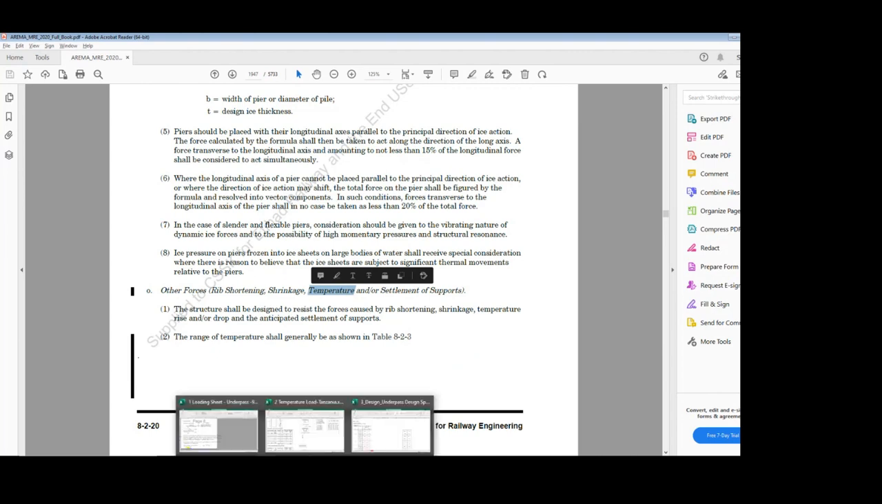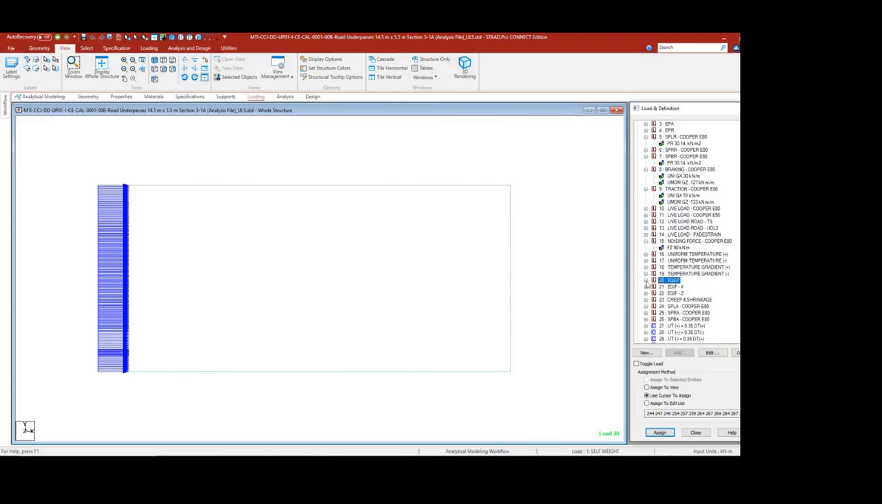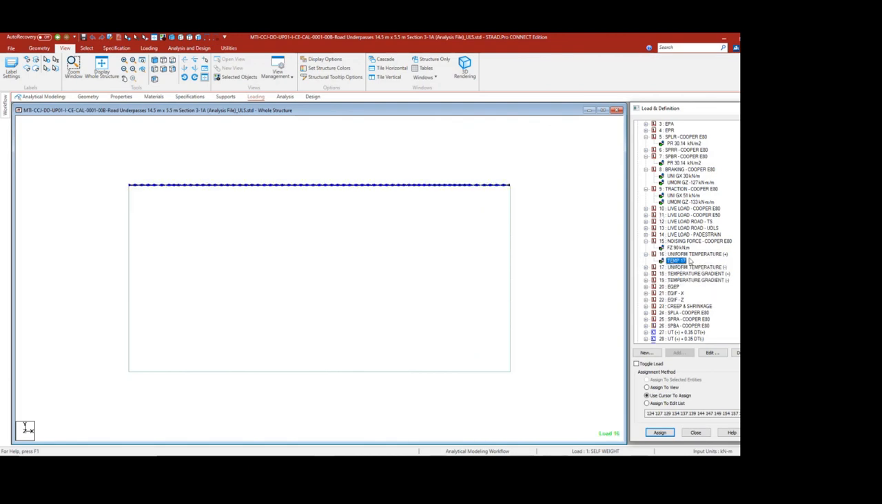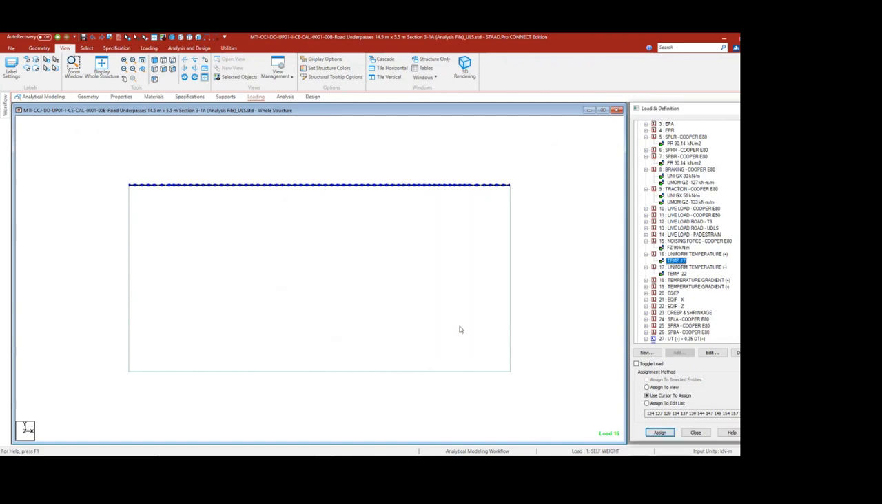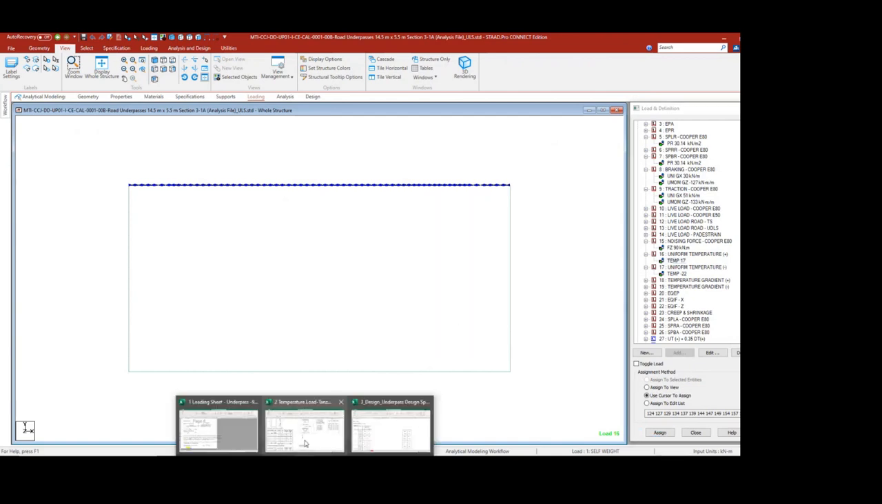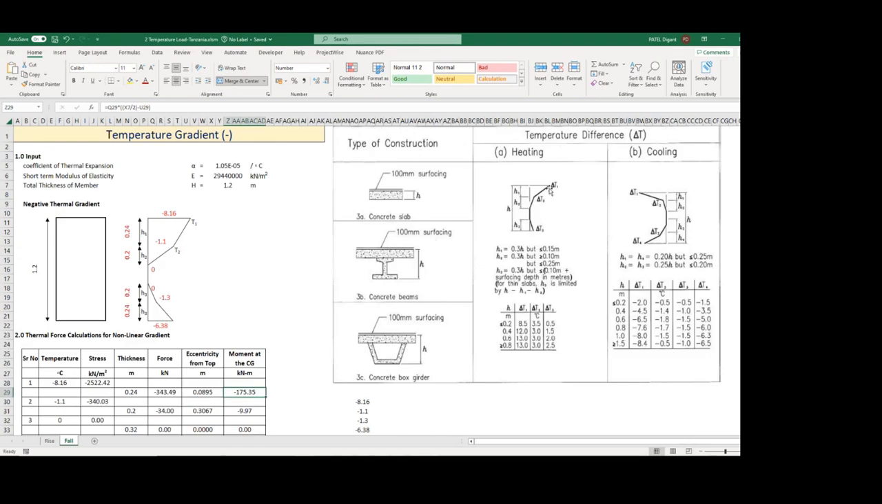Uniform temperature you can apply directly by value. It's not a big task; we simply enter the value. This will be the uniform temperature. Now the temperature gradient. The load diagram for the temperature gradient is like this, a non-linear gradient, so you have to apply it like this.